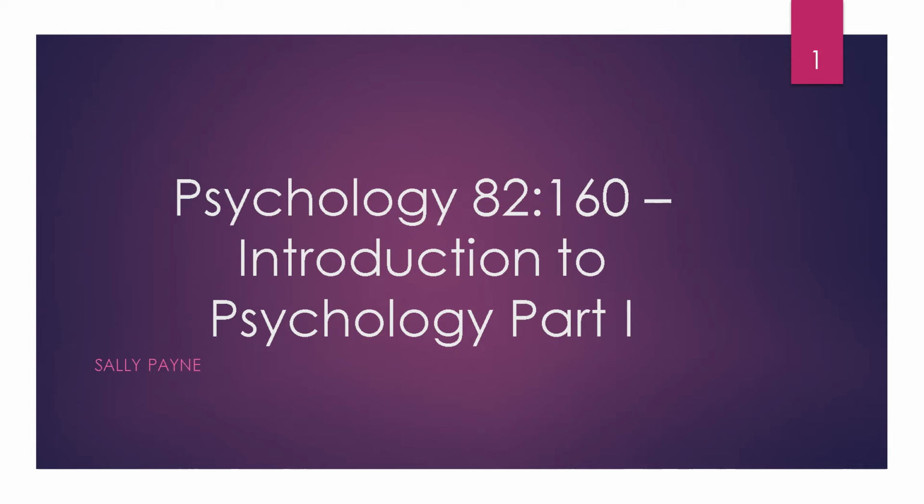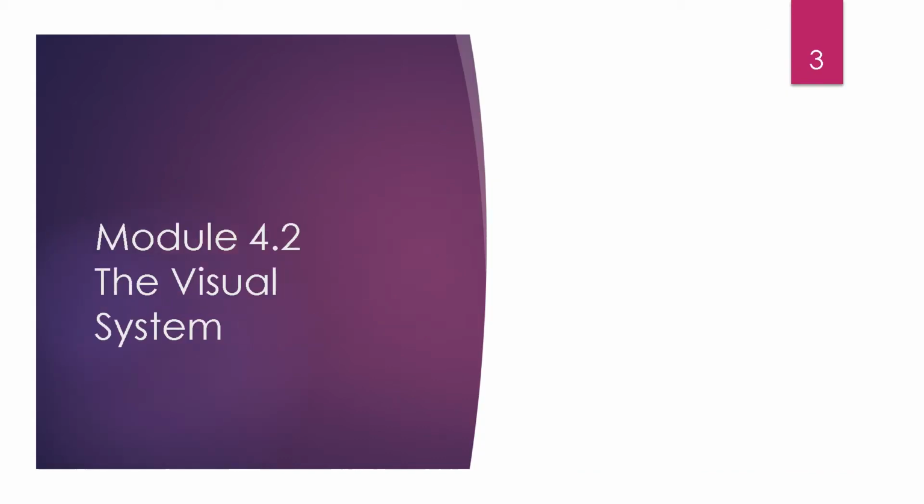Everyone, today we are going to talk about Module 2 of Chapter 4. This one is going to focus on the visual system. We'll be talking about the structure of the eye, about light waves and how those light waves enter the eye, and then how the physical characteristics of the light wave are converted into the different aspects of vision. So we'll get started.